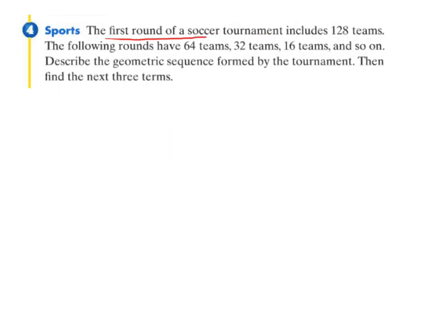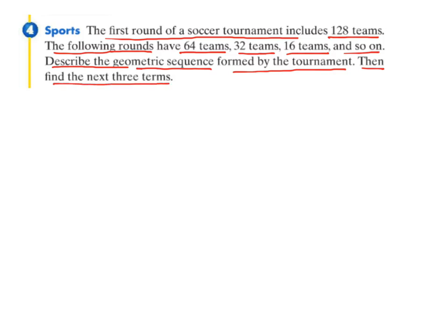The first round of a soccer tournament includes 128 teams. The following rounds have 64 teams, 32 teams, 16 teams, and so on. Describe the geometric sequence formed by the tournament. Then find the next 3 terms.